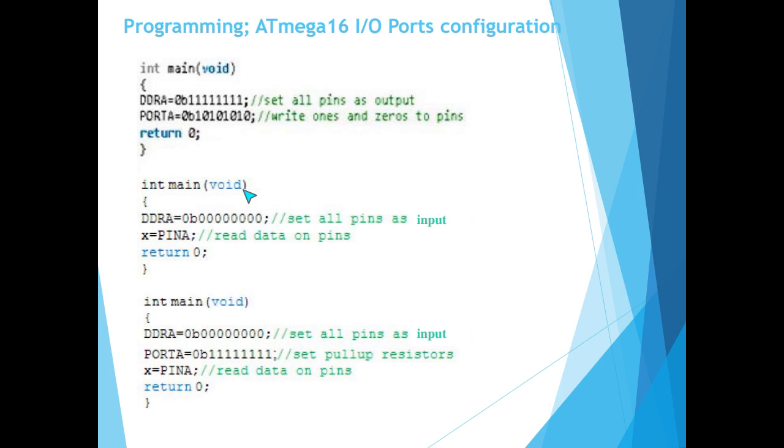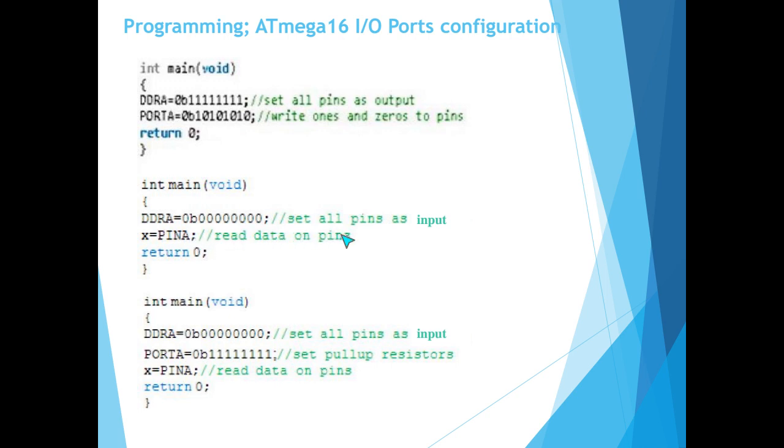Anyway, another code, and again we have a user-defined function. Its return type is int, because it uses int before main, so the return type is integer. int main(void), curly braces open and closed. DDRA is equal to 0B and 8 zeros, semicolon, meaning set all pins of port A of ATmega16 or 32 as input, and x is equal to PINA, semicolon.